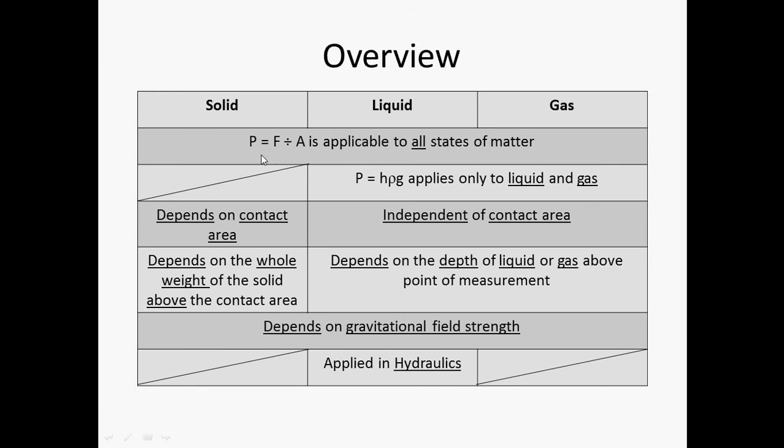Okay, moving on to the second row, the next thing you will learn is that there's another formula that will be associated with only liquid and gas, and that is pressure is equal to H rho G. H is the height, or sometimes known as the depth. Rho is the density, while G is the gravitational field strength, and it's only applicable to liquid and gas.